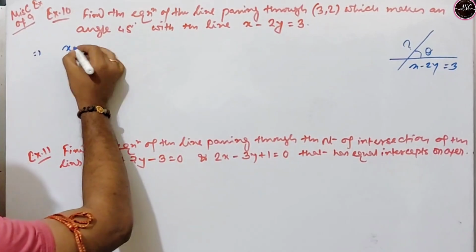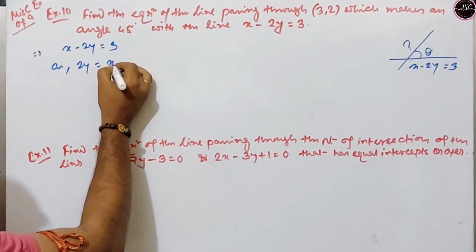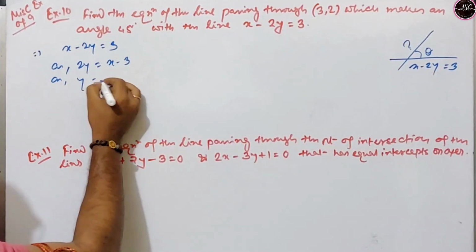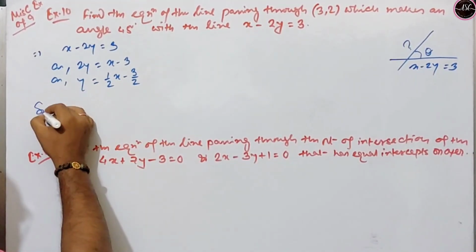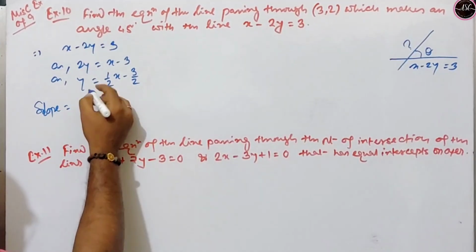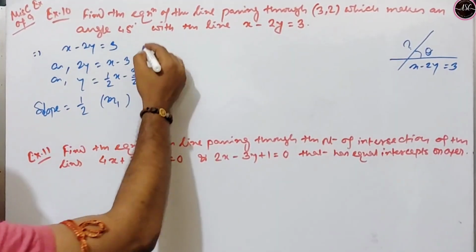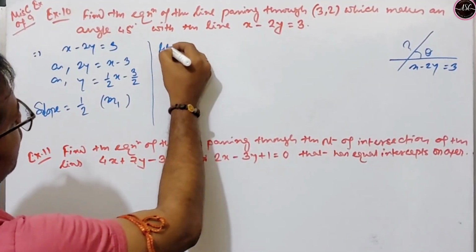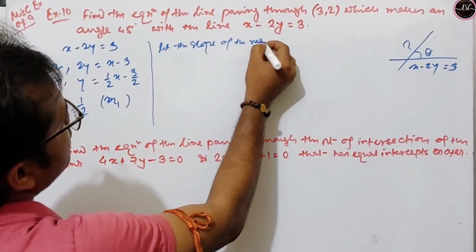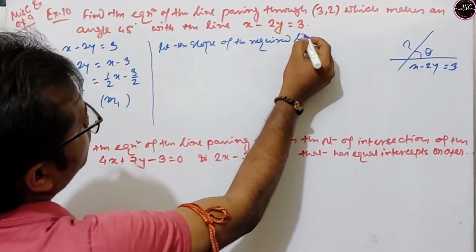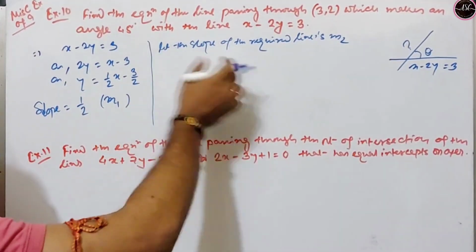This is the line x minus 2y equal to 3, or 2y equal to x minus 3, or y equal to half of x minus 3 by 2. So slope equal to half. Let this be m1. Okay, and let the slope of the required line be m2. So this line makes an angle theta with that line.